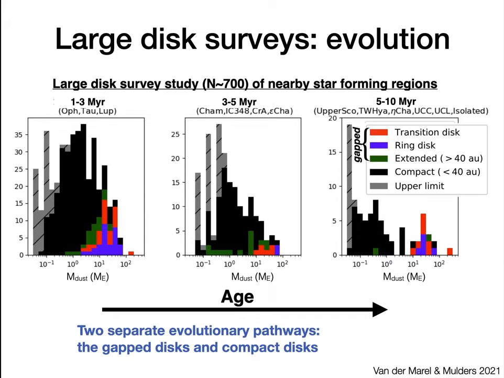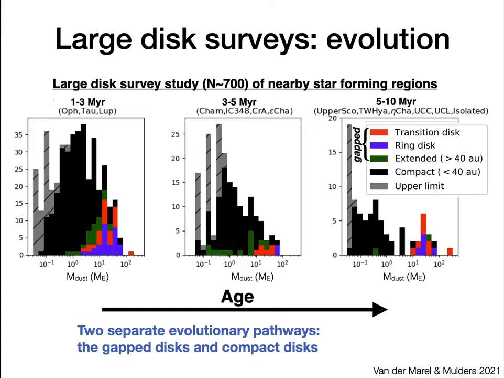And they stay on the high end of the dust mass distribution, while for the majority of the disks, which are shown in black or in gray, so these are the compact disks and the non-detections, the dust mass decreases with time. So this provides evidence that there are, in fact, two separate evolutionary pathways, at least for the dust, namely the gap disks and the compact disks.